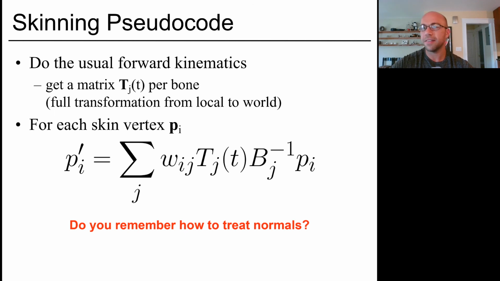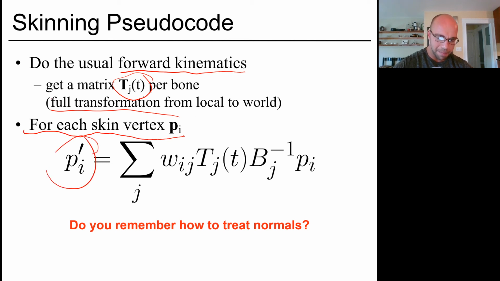Okay, so if we want to summarize a little bit, here's our pseudocode for doing skinning. We'll do our forward kinematics, and that is going to give us this matrix Tj per bone. Again, remember that forward kinematics is basically just a fancy phrase for what we did in the previous lecture, composing this hierarchy of transformation matrices together. And this is going to give us the full transformation from local coordinates to world coordinates. Or if I invert, it'll go the other way. Then every skin vertex Pi gets transformed to Pi prime using the formula that we've written here. This is just a giant for loop, right?